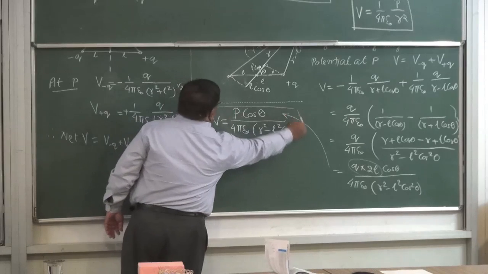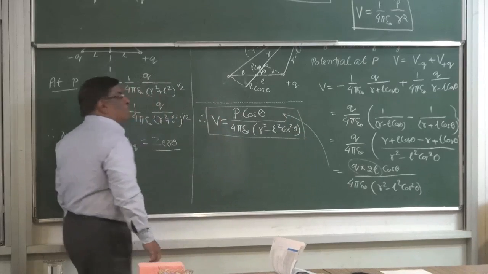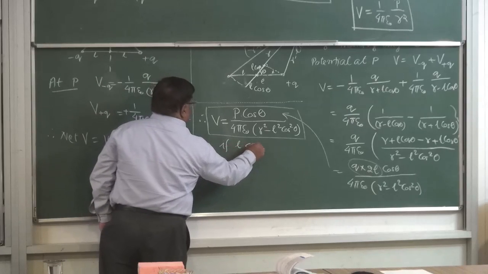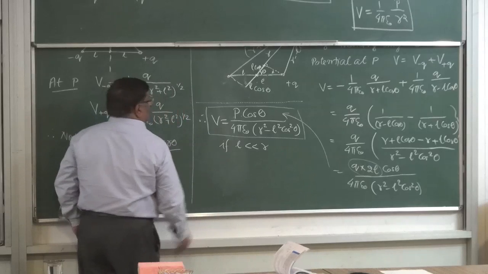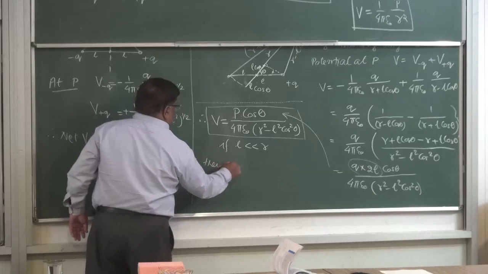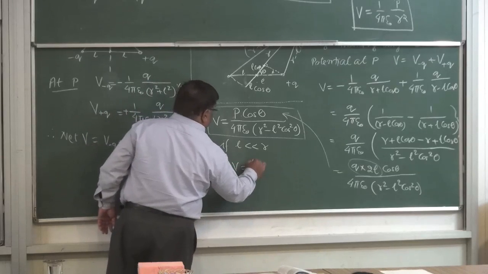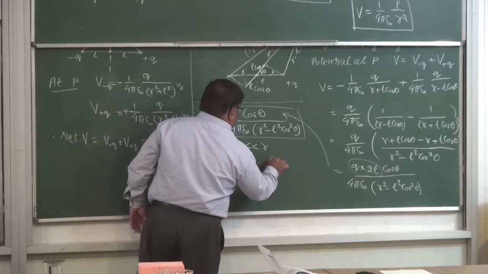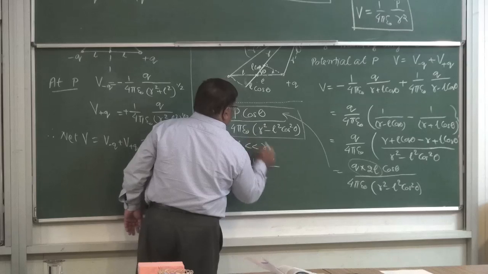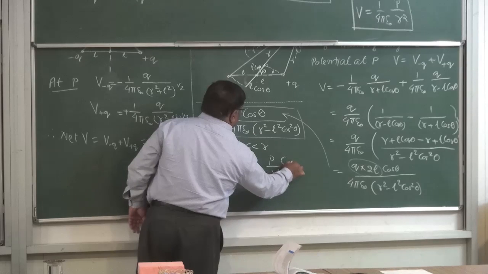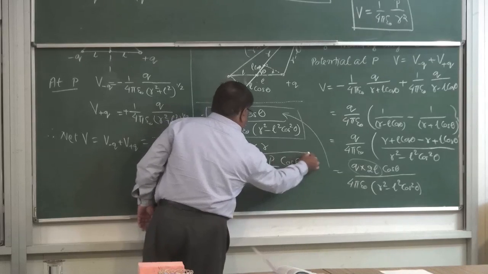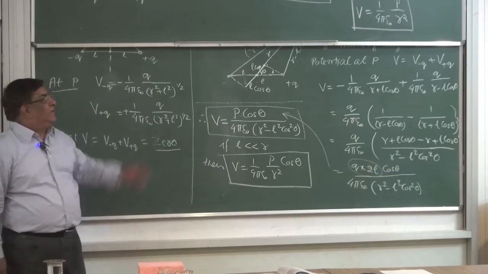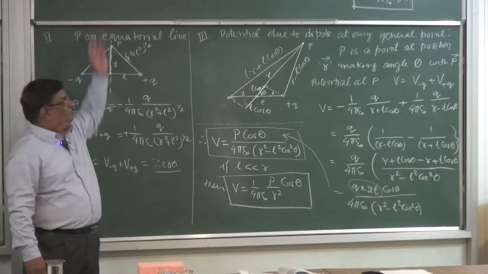This is our answer. We can simplify it further. If L is much smaller than R, then V is equal to 1 upon 4 pi epsilon naught P upon R square cos theta. This is at any general position.